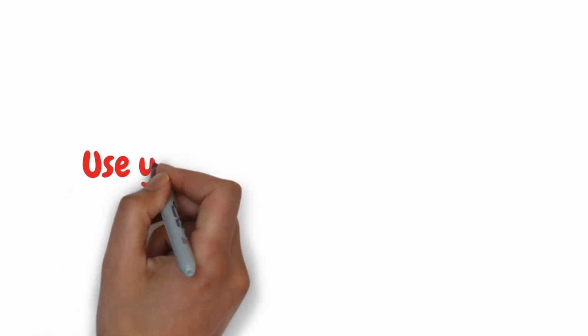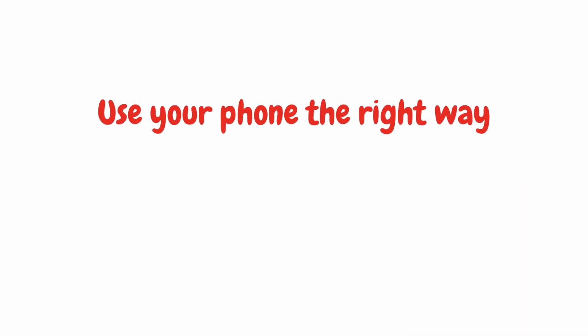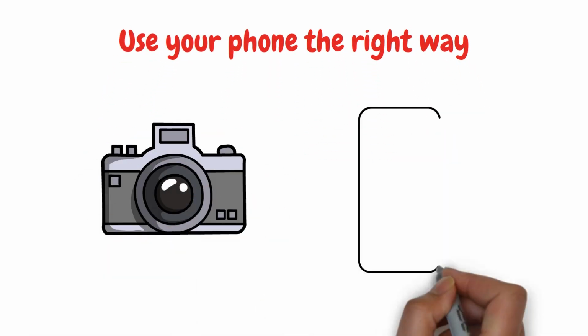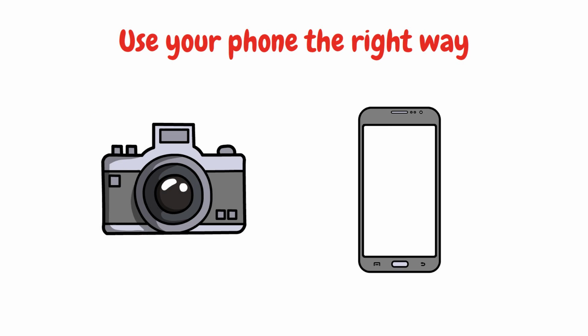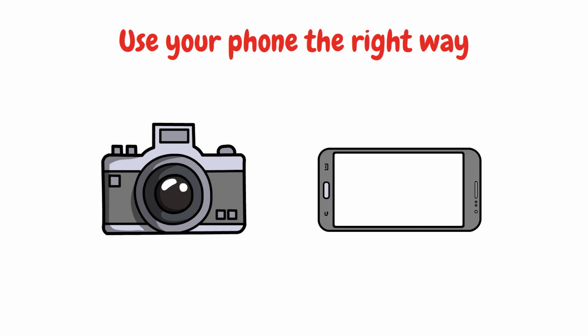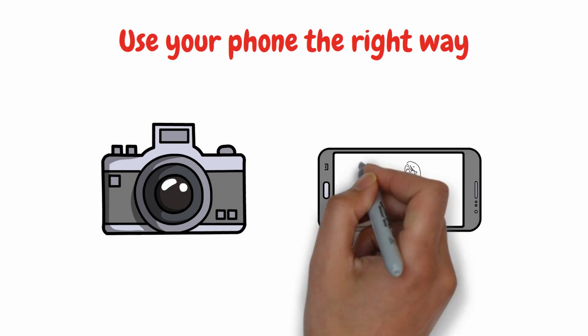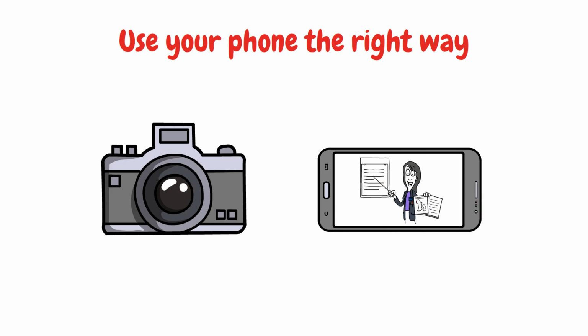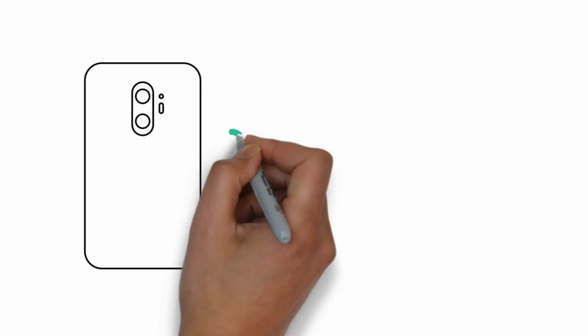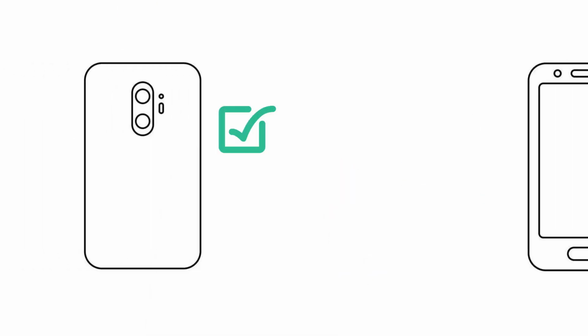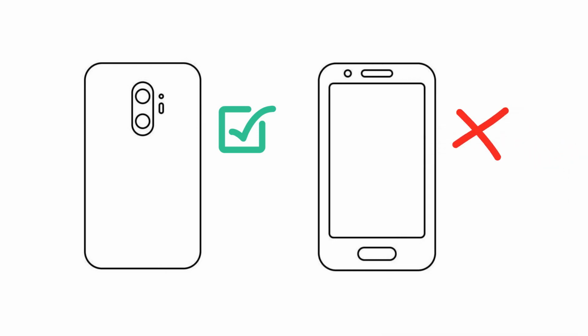Use your phone the right way. If you don't have a DSLR camera, you can use your mobile phone to capture high-quality videos. Make sure to record video in landscape orientation. This makes the video look elegant even on bigger screens. Always use the mobile back camera for recording. The front camera quality is not as good on most phones.